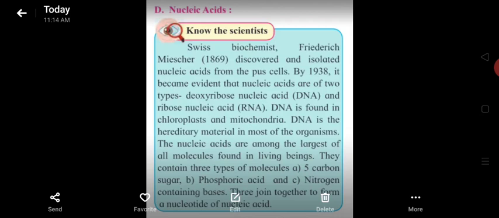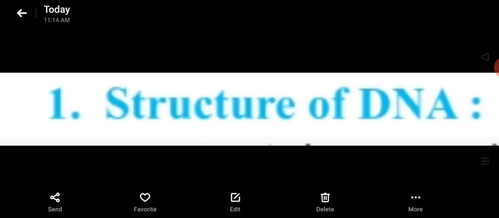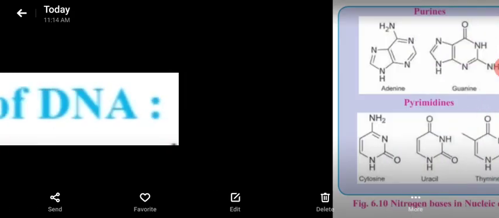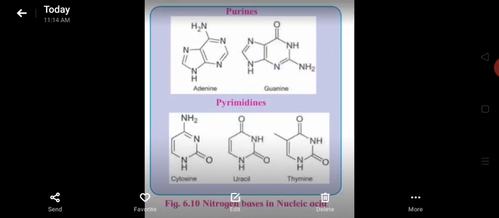Now we will discuss the structure of DNA. So on the screen you are looking at our next topic, structure of DNA. Here you are looking at purines and pyrimidines that we have discussed in the above topics. So purines are dicyclic nitrogen bases and pyrimidines are monocyclic nitrogen containing bases. Here on the screen you are looking at nitrogen bases, purines and pyrimidines.